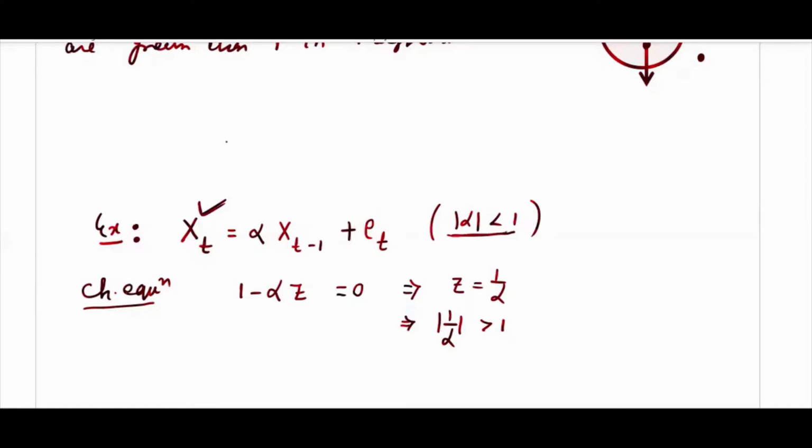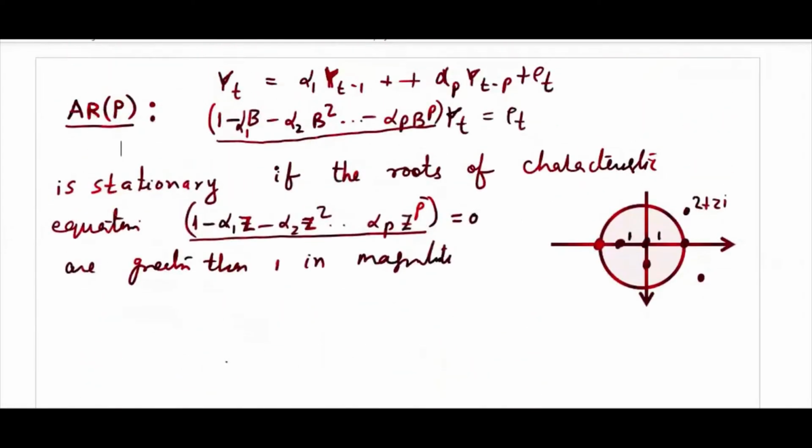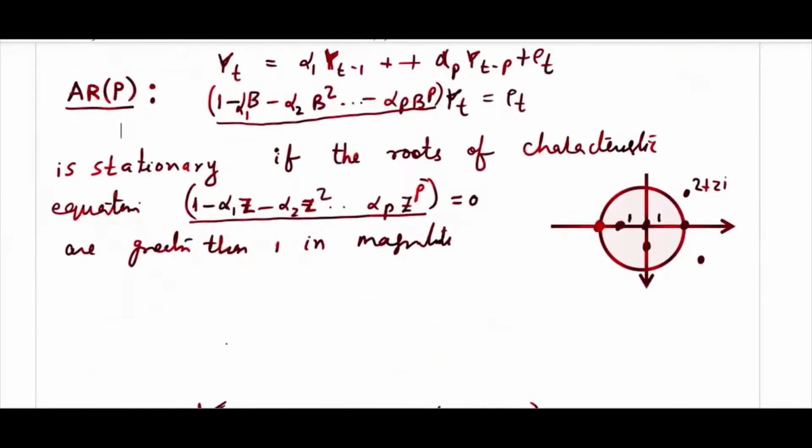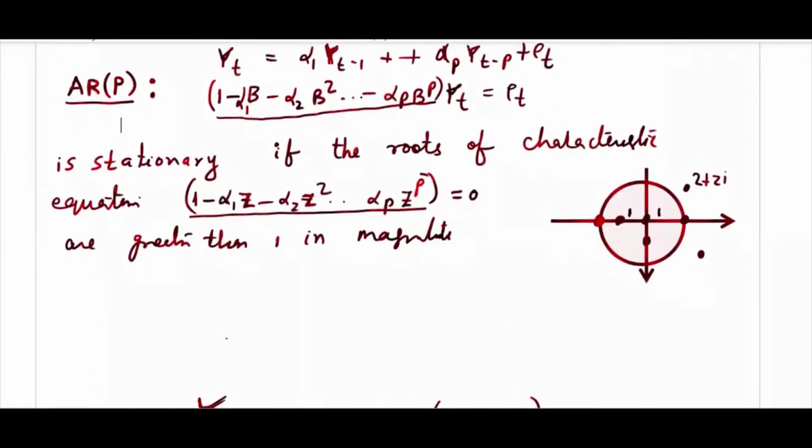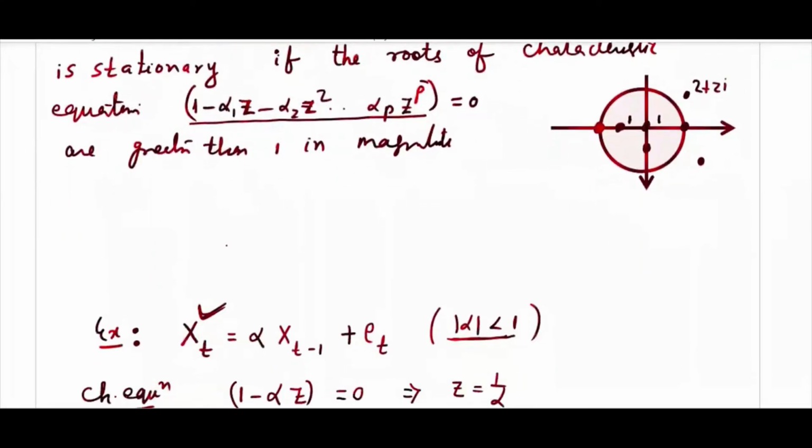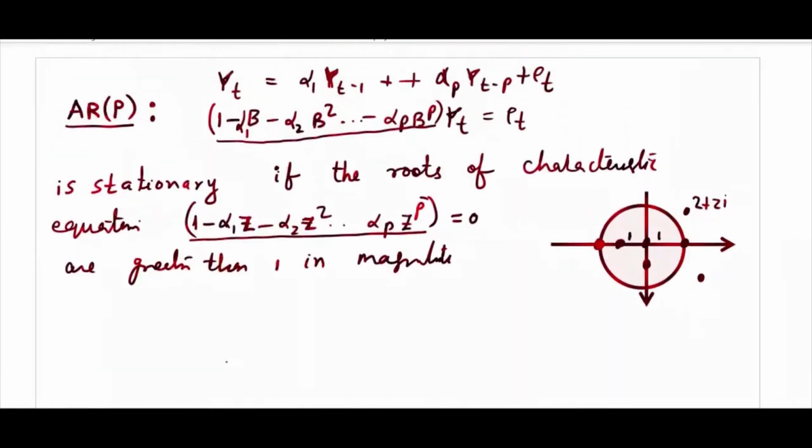Now if |alpha| is less than 1, then 1 by |alpha| will be greater than 1, and the roots of the characteristic equation, if you apply today's formula, are greater than 1 anyway. So we verified AR(1): whatever formula we use, that one is consistent with the general formula for AR(p). You can consider it this way: if |alpha| is less than 1, AR(1) is stationary, or you can directly use this one for all p. Even if p is 1, we can use this formula. This is the general formula.